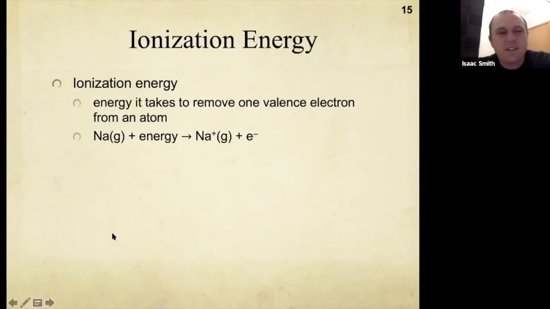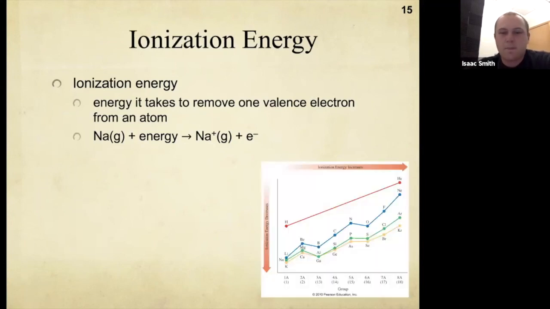So again, ionization energy is the energy it takes to remove one valence electron from an atom. And this little chart here really helps us see the trends. In the first row, we have hydrogen and helium. Hydrogen is going to be a lot easier to pull an electron from, because it only has one valence electron. And then as we move to the right, we can see that the ionization energy increases. Helium is a noble gas. It doesn't want to give up any electrons, so it's going to be hard to pull from that.